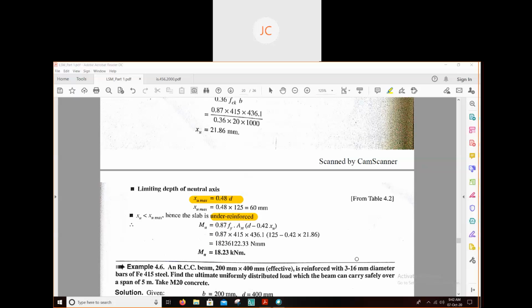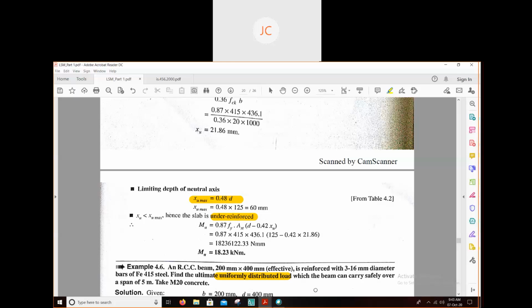I think it is the same problem. Only finally you have to find out the UDL. This problem has been solved so many times. I think more than 2 times we have solved this same problem in the working stress method.